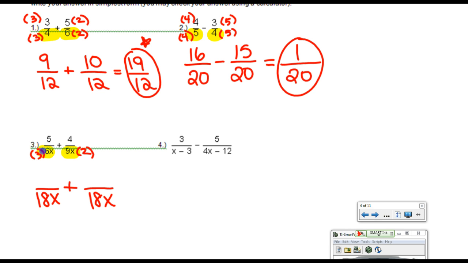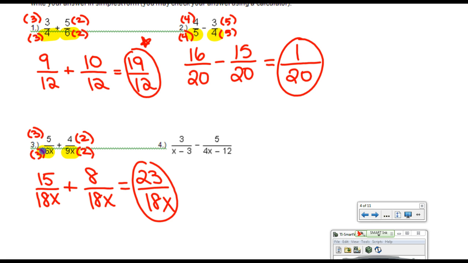So again, going back to the first fraction, if I multiply the denominator by 3, I multiply the numerator by 3, and that gives me 15 over 18x. The second fraction, 9x times 2, I have to also multiply the 4 by 2, and I get 8. My common denominator is 18x. I keep that. And then 15 plus 8 is 23. And then 23 over 18x cannot be reduced. So that is my final answer.